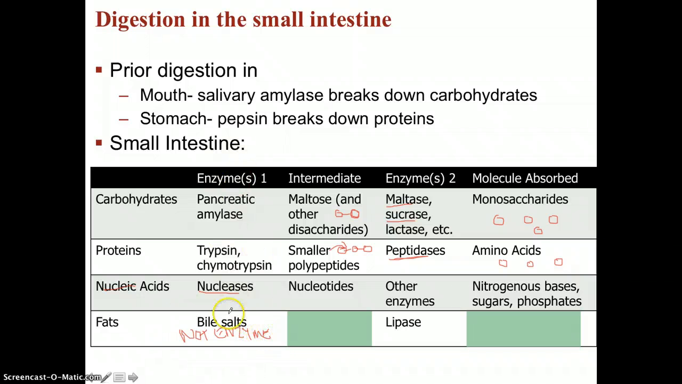So they're just stabilizing the fat droplets. Keep in mind that's an exception to this column of the first enzyme. But then fats in the end can be broken down. Triglycerides will be 3 fatty acids and 1 glycerol. So lipase, think of lipid, and then bile salts just stabilize these fat droplets in water.